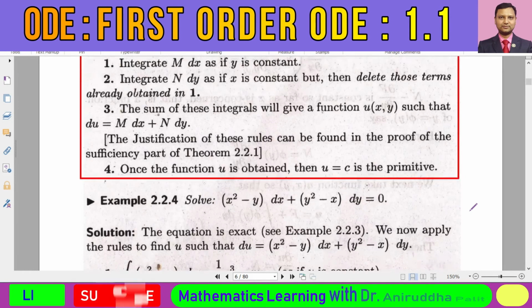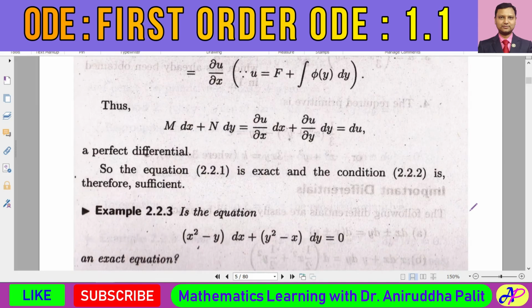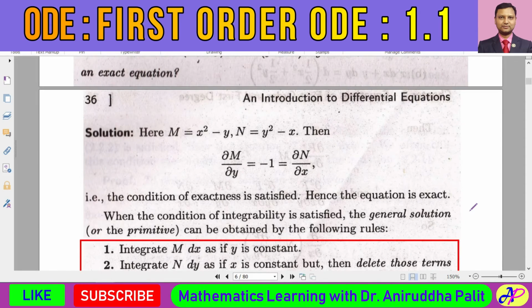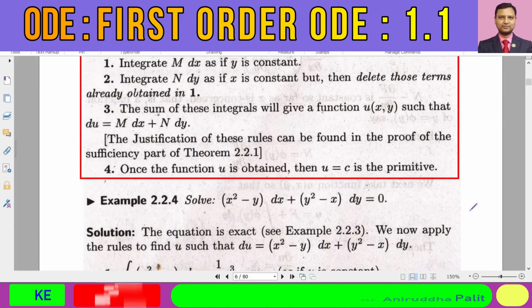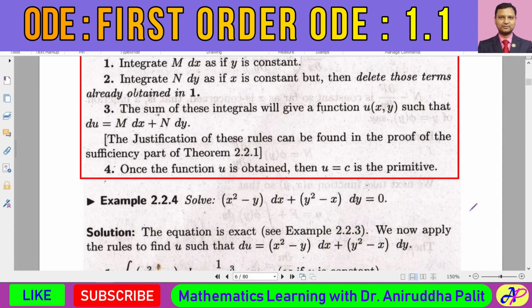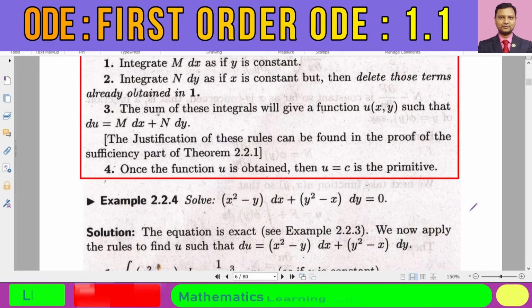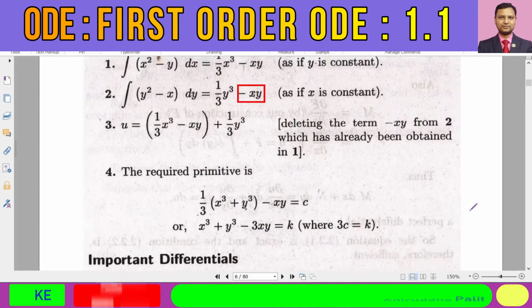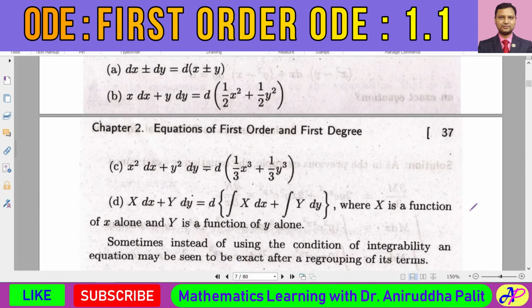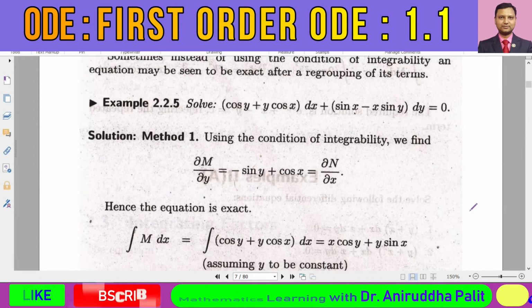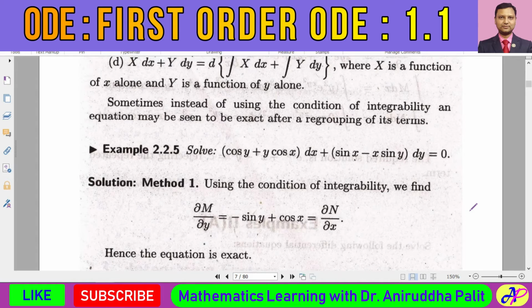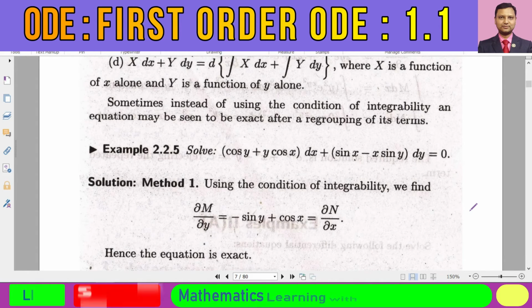Okay, so this was the first technique that I wanted to discuss in this class, when the differential equation is exact. But the problem is that very few differential equations are exact. But as a starting point, we discussed this kind of exact differential equation. Now let's move to the differential equations when they are not exact, and what to do.